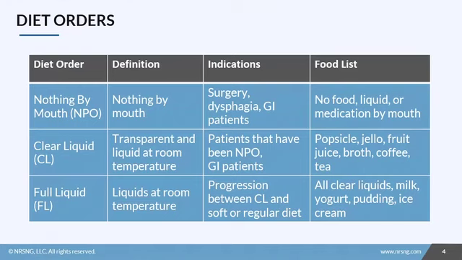So here we go. The first and possibly most common or most important is the order NPO, which is nothing by mouth or nil per os in Latin. Indications include surgery, swallowing problems, also known as dysphagia, and gastrointestinal patients, for example, pancreatitis. NPO refers to food, liquid, and medication. It's very important to understand the reason for NPO since it can mean different things. So let's look at a couple examples.